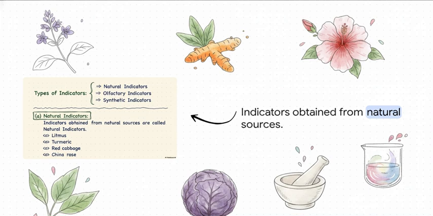Now, what's really interesting here is breaking down that very first category. Natural indicators are obtained entirely directly from natural sources. Our ancestors didn't need some high-tech, million-dollar lab to do basic chemistry. They literally just had nature. Fantastic examples include litmus, turmeric, red cabbage, and China rose. These are things you can literally grow in your backyard garden, yet they hold the power to reveal some pretty hidden chemical truths.